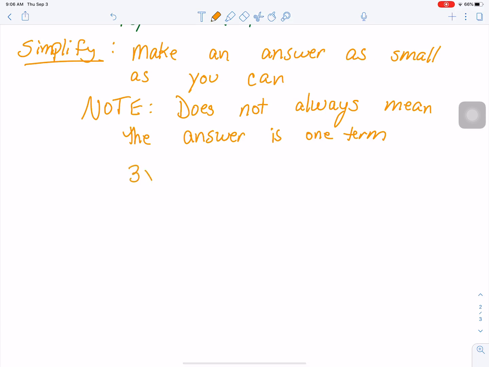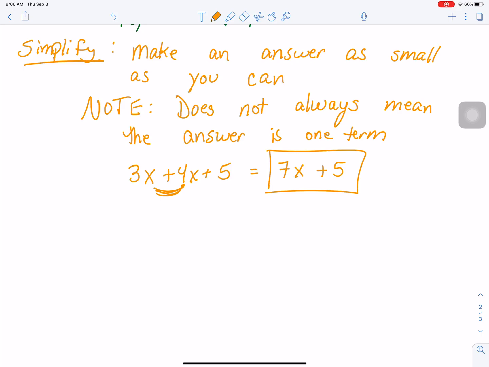So if we were doing 3x plus 4x plus 5, these two are like terms. These two can be combined. So I would just add those coefficients to get 7x plus 5. This is as simplified as it gets. I can't combine those two, so I'm not able to put those together, and that's a part that a lot of people struggle with.